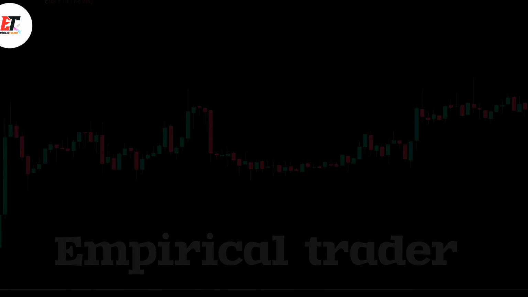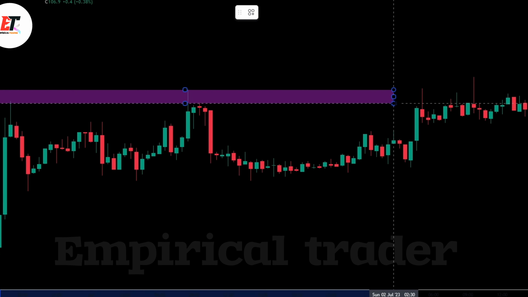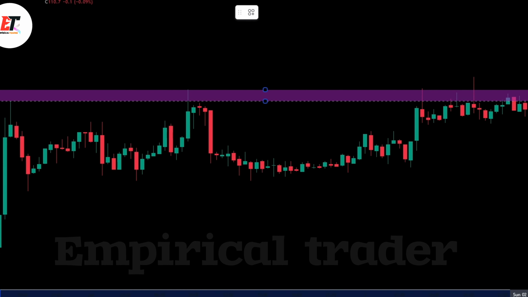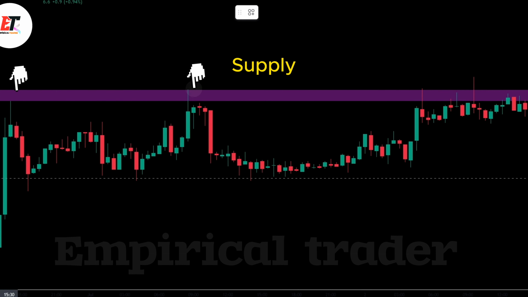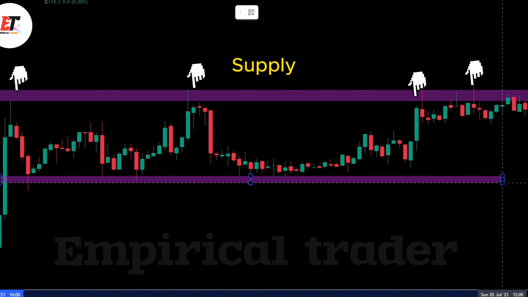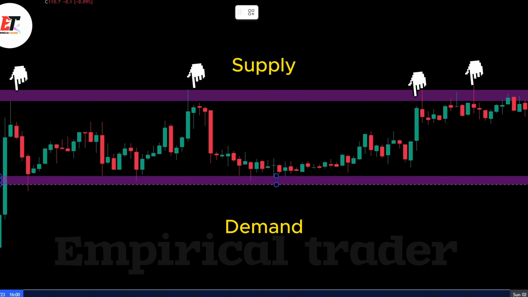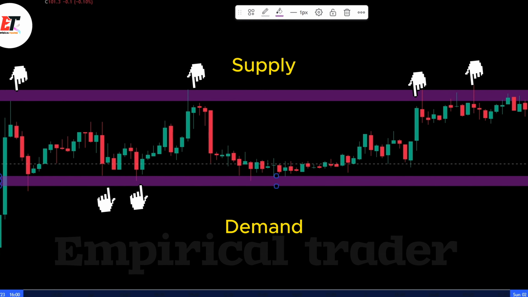Let's look at more examples. Also, we usually draw these zones with the rectangle tool in TradingView. In this case, the zone from the above is our supply zone. We can see it by the many rejections it had, and the zone below is our demand zone, seen by price reversing to the upside when it touches our zone.